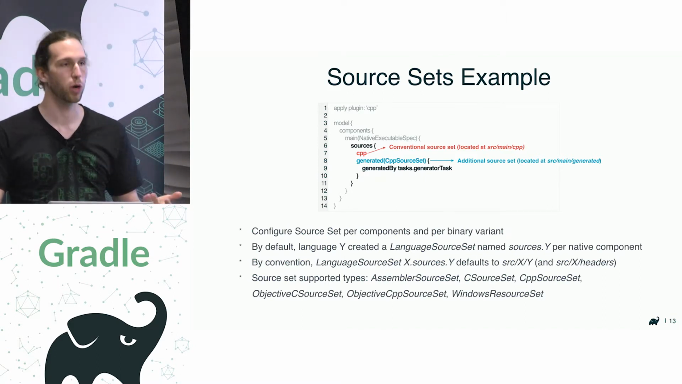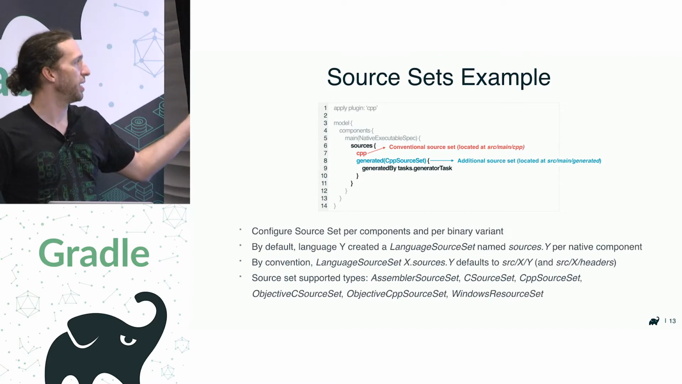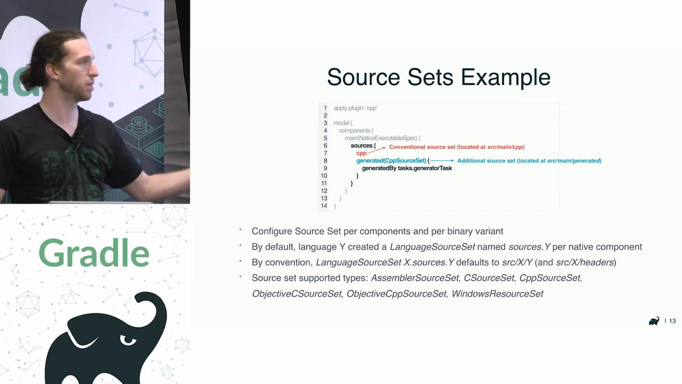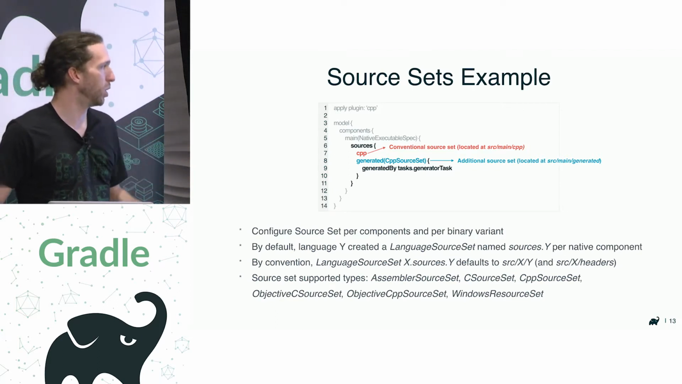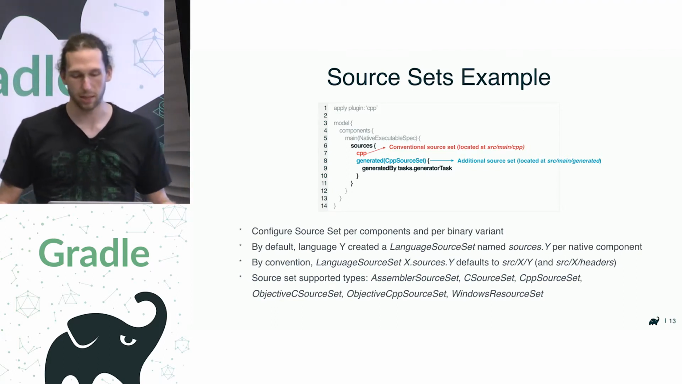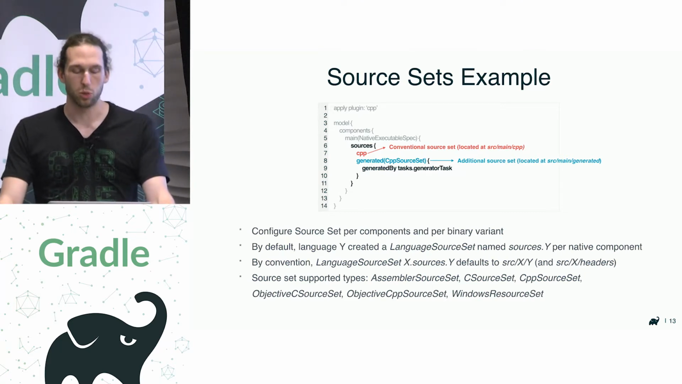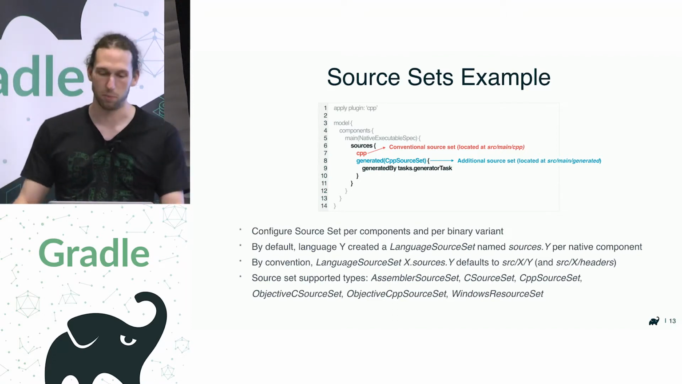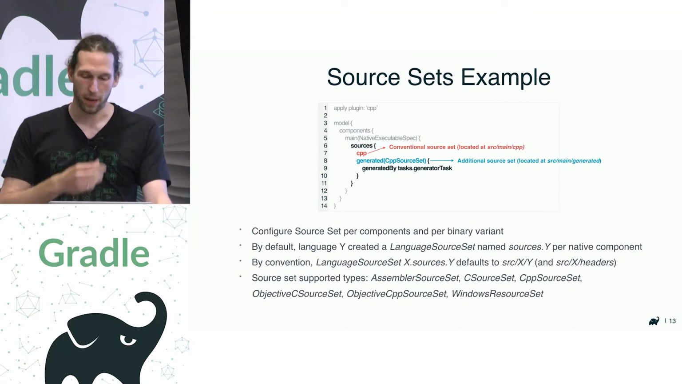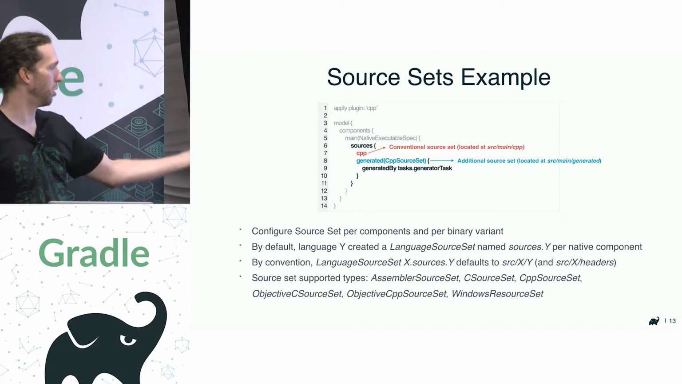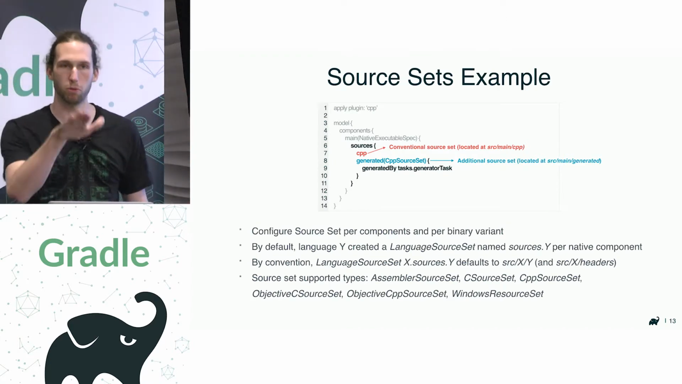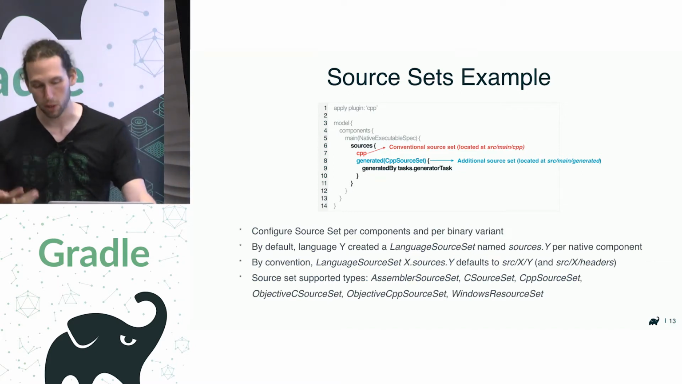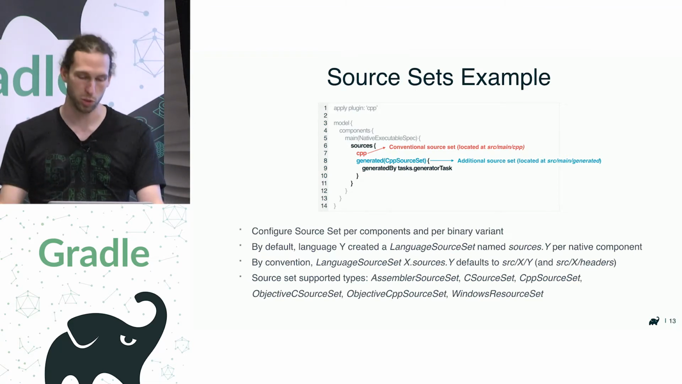You can also add more languages. In this case, we're adding a second one, which we call generated, and it will be a C++ source set. And then we configure it by saying, well, we want the source set to be generated by a task. There are additional source sets that you can create. It's again, just like the polymorphic container I mentioned previously, heavily used in native. The different source sets that are supported are right there at the bottom. Maybe it's a little bit hard for people in the back, but it's assembly source set, C source set, CPP source set, Objective-C, Objective-CPP, and Windows resource.